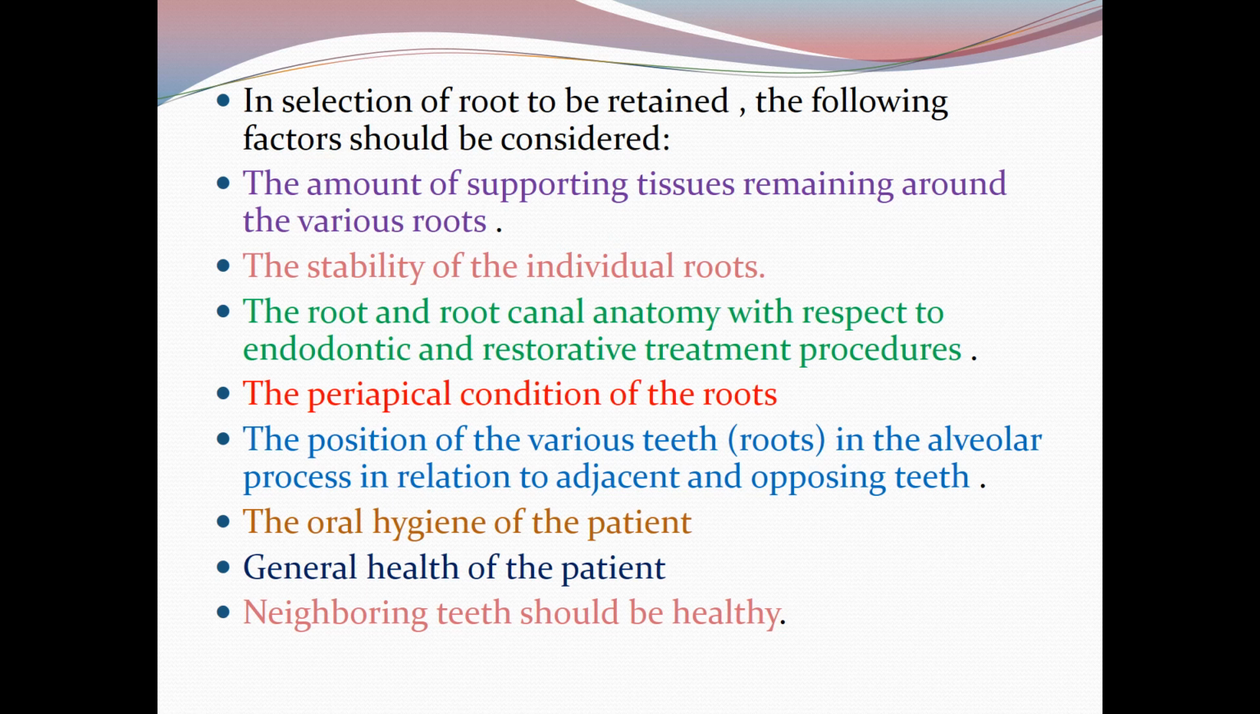Another factor is the periapical condition of the root, the position of the root in relation to the adjacent and to the opposing teeth. We know the occlusion has to be correct. The tooth later on will be used as an abutment, so the relation with the adjacent and the opposing teeth has to be a good relation. Other factors are the oral hygiene of the patient, the systemic health of the patient, and neighboring teeth have to be healthy.